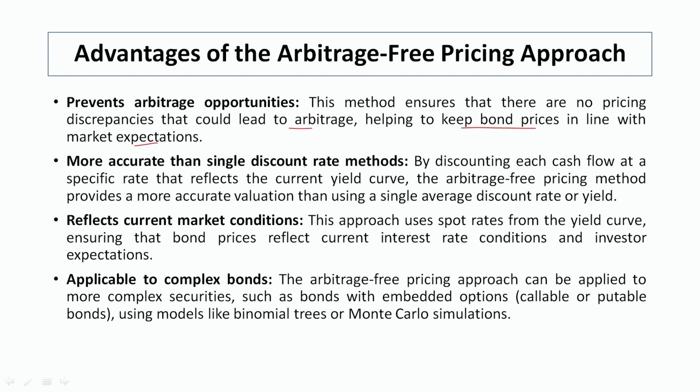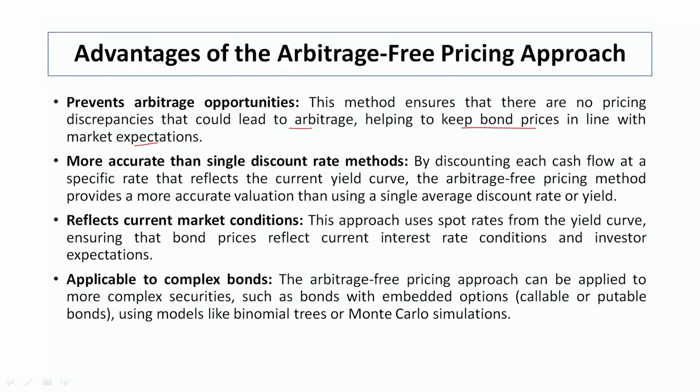Next, it is more accurate than the single discount rate method. By discounting each cash flow at a specific rate that reflects the current yield, because we are focusing on the spot rates, the arbitrage free pricing method provides more accurate valuation to the investors. While in the case of a single discount rate, or we can say a fixed rate, we are focusing on one particular interest rate and doing the calculation with it. The prediction may be wrong, but in this case the prediction is accurate because we are focusing on the market interest rate.